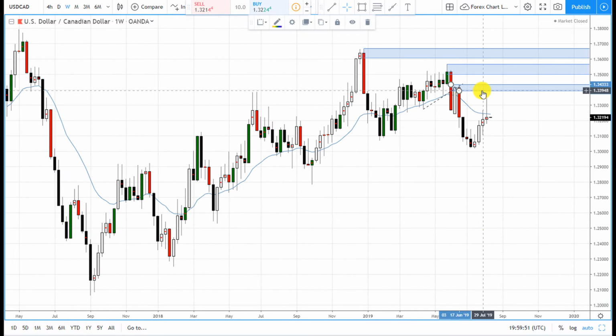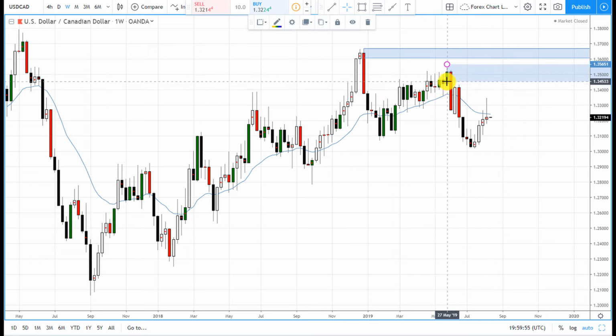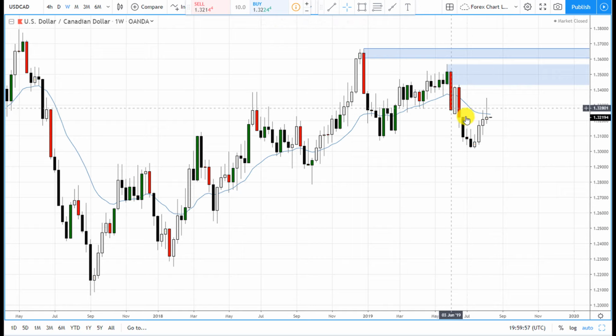On the weekly, we have price dropping, forming this newest area of supply, but it also formed this level. It's a level on top of a level, but I'm just going to have this level at the end here as the level.